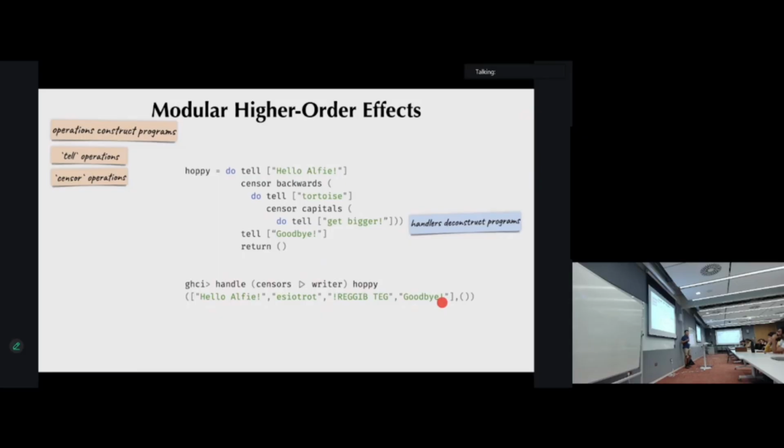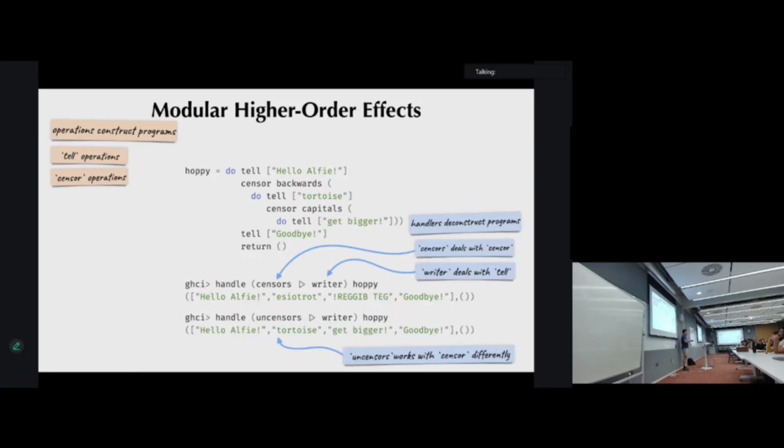Wonderful. But suppose Mr. Hoppy wants to make sure that he's actually sending the right message. Perhaps he's misspelled get bigger. Perhaps he's done something wrong. He's not really sure. How does he inspect this code? Well, he clearly wants a different way of handling this program so that he can actually see what the output was. So rather than running the censors handler, he can run the uncensors handler. So you can see in plain text, hello, Alfie, tortoise, get bigger, goodbye, without modifying the input code.